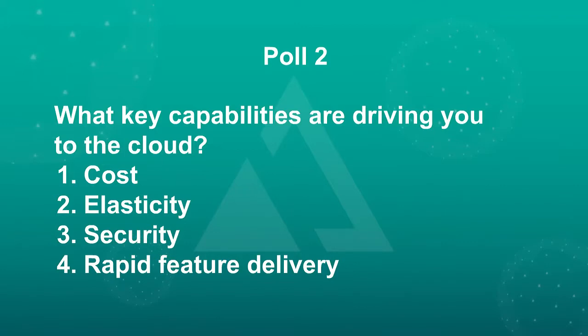So we have the results. It looks like elasticity is what our customers and our audience are paying more attention to, rather than rapid feature delivery. But then again, there is no right or wrong answer here. Elasticity is great, as I mentioned before. You use what you need, and in that way there are cost savings related to that as well.